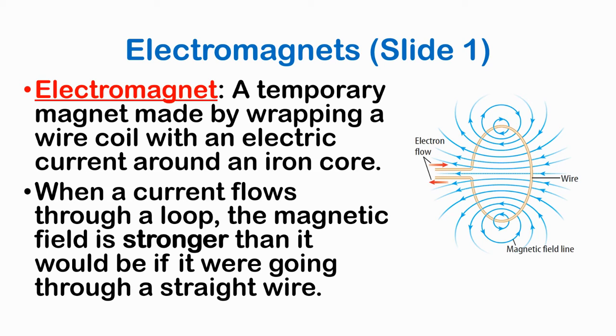If you have a straight wire, you do have a magnetic field, but it's the weakest. If you have one loop, as you see in this image, it will be stronger than it was if it were just a straight wire. And we can see the direction of the magnetic field lines and the arrows of what direction it's going.